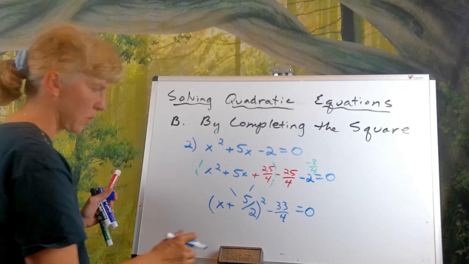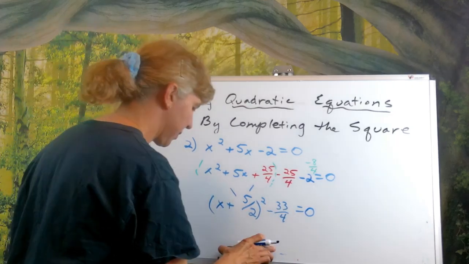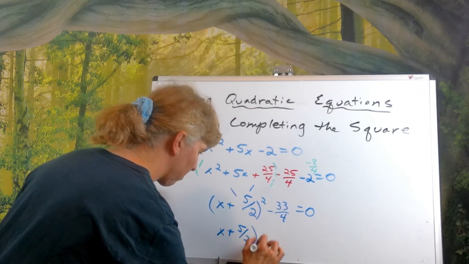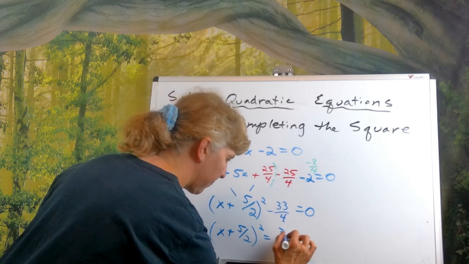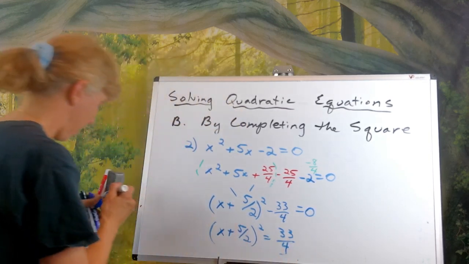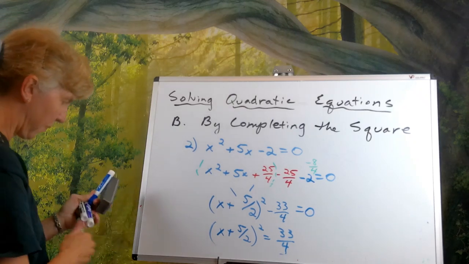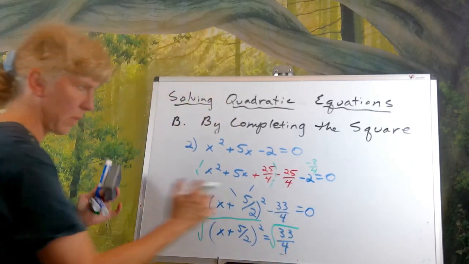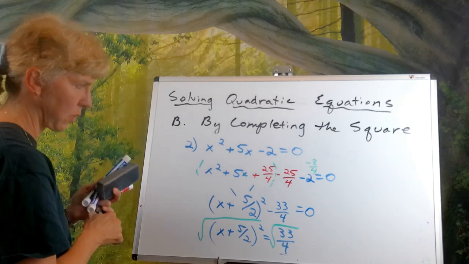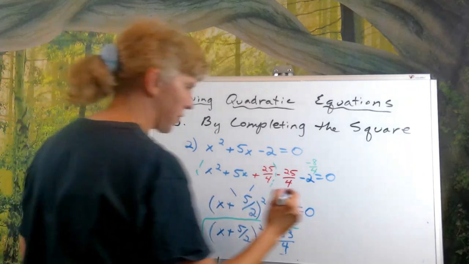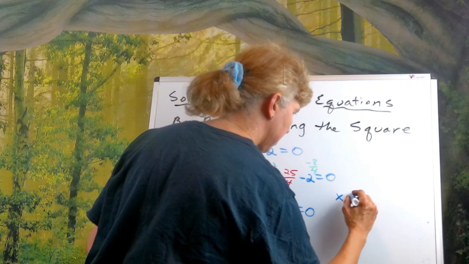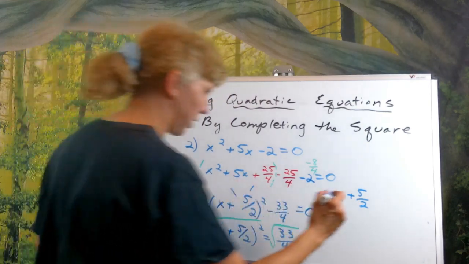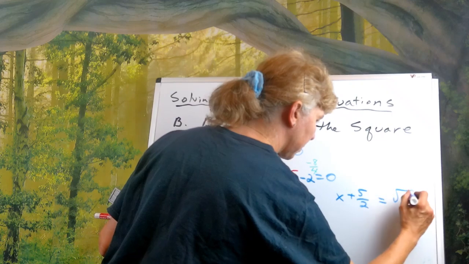Okay, now I'm going to add the 33/4 to both sides. I'm just going to move the eraser here. And I'm going to square root both sides. And again, that's going to create my 2 answers right there. I'm just going to continue on over here to the right, okay? So I get x plus 5/2 because the square root and square undo each other. And over here, I get the square root of 33/2.